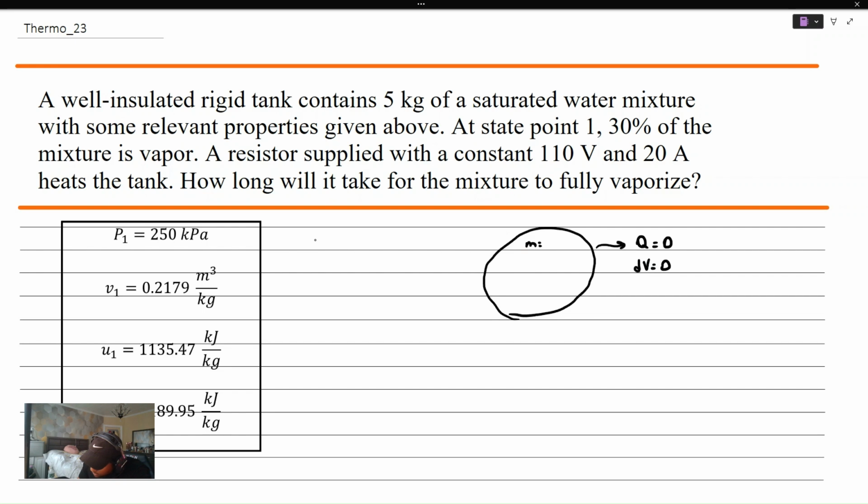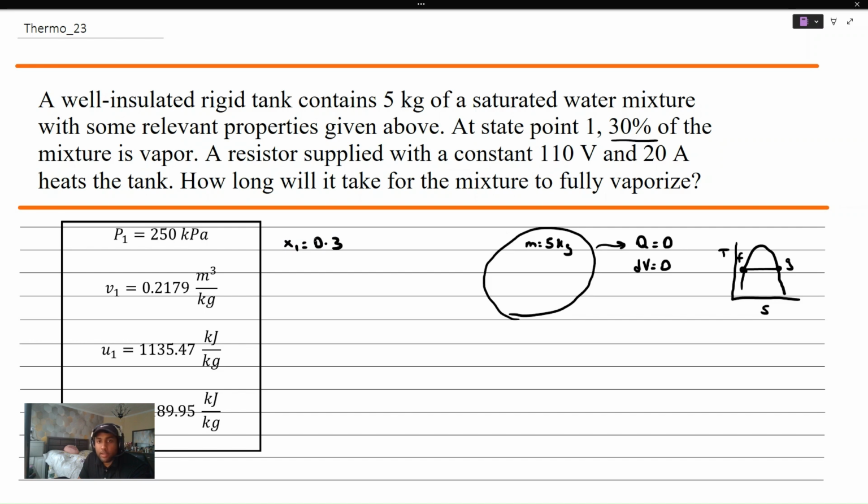It contains 5 kilograms of a saturated water mixture. So I'm thinking of a kind of TS diagram here where we have a saturation dome and we're somewhere within the saturation dome, right? Somewhere between the properties of a saturated liquid, which is on the left side of this dome, usually denoted by variable F or subscript F, and on the right of this dome, right, subscript G, which is saturated vapor. We're given the quality as state point 1, that's 30%. Quality at state point 1 is 0.3. Quality is just the percent of the mixture, which is vapor. So that's what we're given there, just in words.